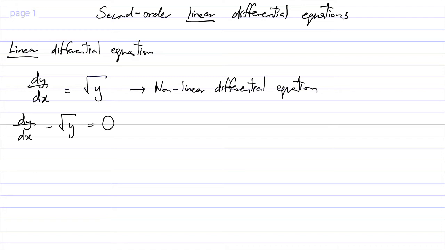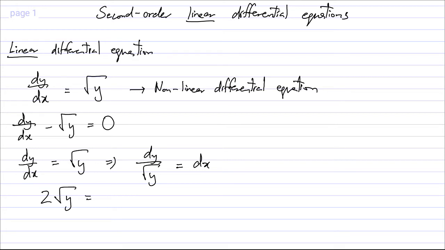Okay, now of course solving this non-linear differential equation is straightforward, as you can just do a separation of variables so that you get this thing. Okay, and then you can integrate both sides so that you have 2 square root y is equal to x plus c, and that immediately leads you to y is equal to (x plus c over 2) whole square.